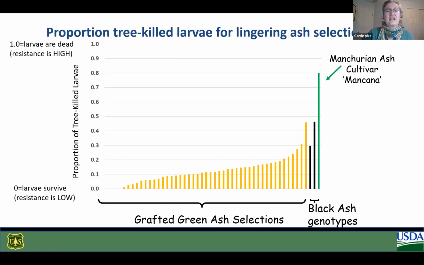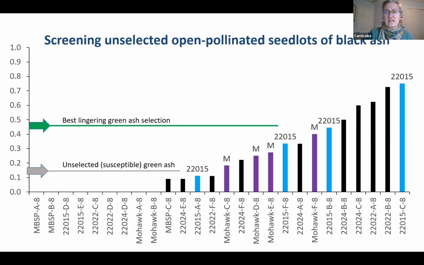Some data. Again, it's the same y-axis from that other graph. You can see the grafted green ash selections are very, very susceptible. They did a couple of black ash that were lingering. They actually did quite well, and you can see the Manchurian ash is the green bar on the far right. In addition, Jennifer was able to get some open pollinated seedlots of black ash. Now, there was a very large effort to collect open pollinated seed a few years ago, not from lingering trees, and they are in storage at Fort Collins and in Ames, Iowa.